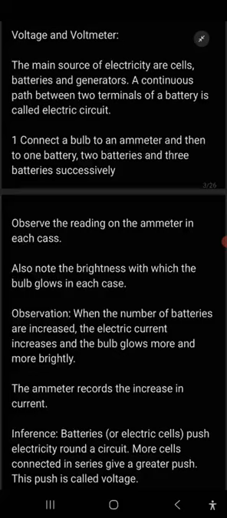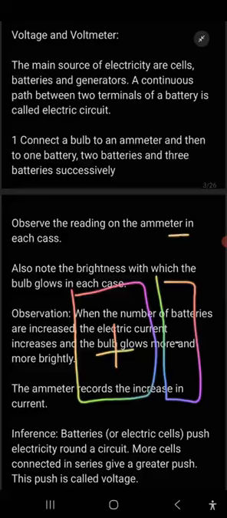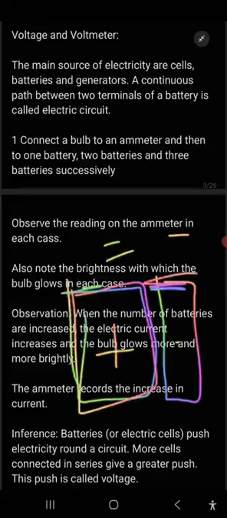Now we are going to learn what the main source is. What is a main source? The main source of electricity is cells. Those little cells come in a form where one is written like this, and the other goes like this, and something like this. These are called cells.